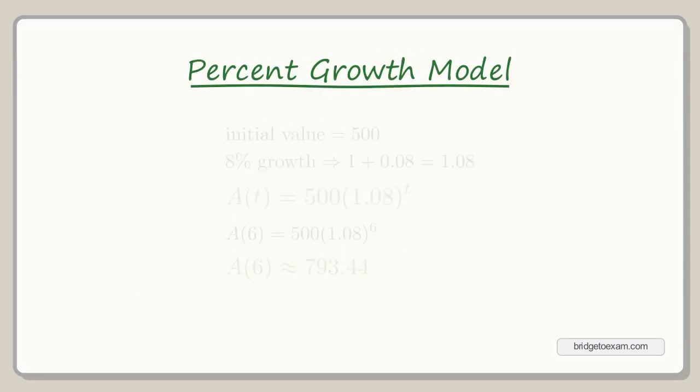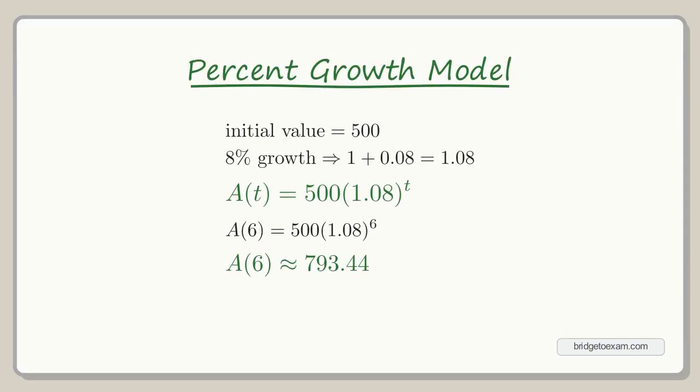A quantity starts at 500 and grows by 8% each year. The growth factor is 1 plus 0.08, which is 1.08. So the model is A of t equals 500 times 1.08 raised to the t. After 6 years, A of 6 is about 793.44.